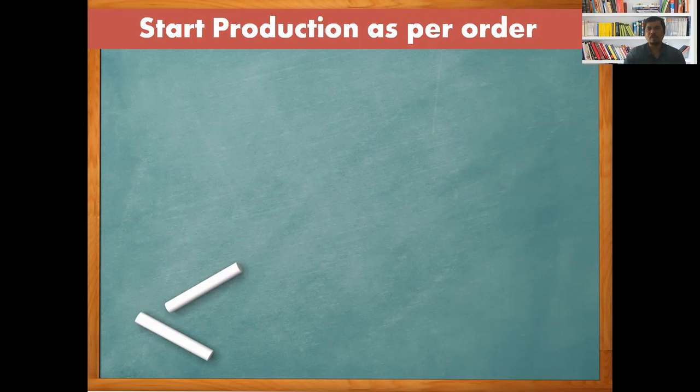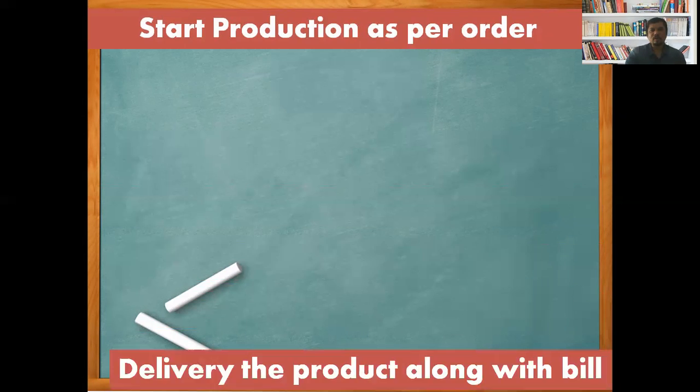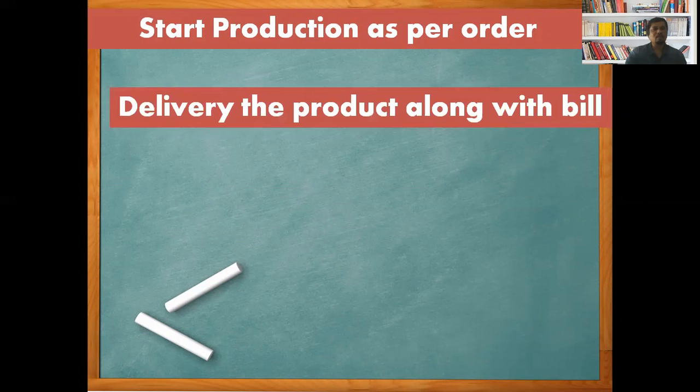This step is about production. In the case of mobile phones, is the shop able to supply 100 mobile phones? Otherwise he can borrow from the godown, or take from friends' shops, and collect all 100 mobile phones as per my order. Then he has to deliver the product along with the bill for the mobile phones I purchased.